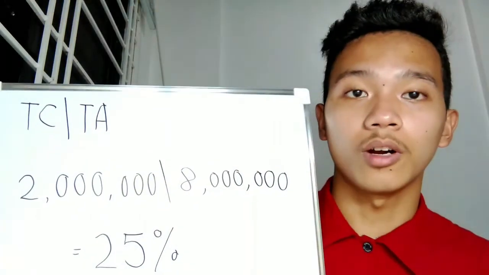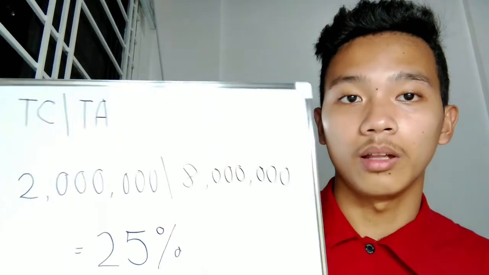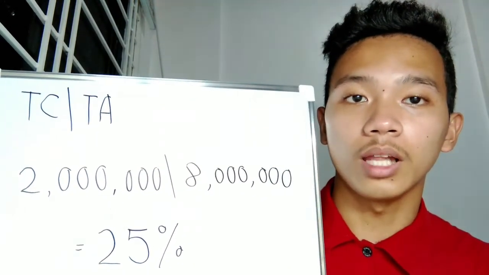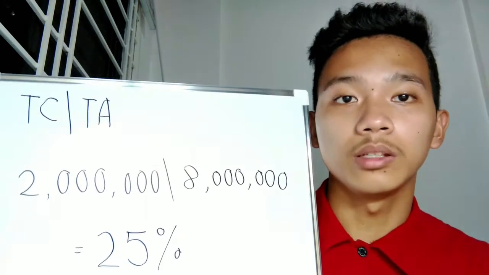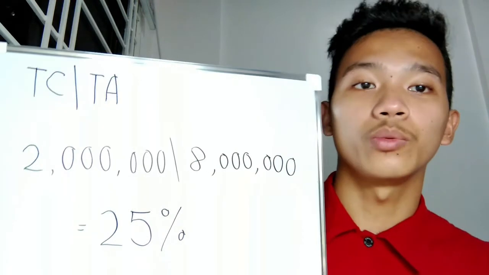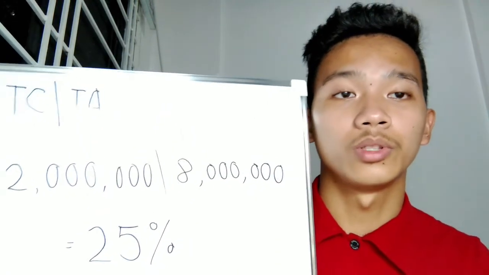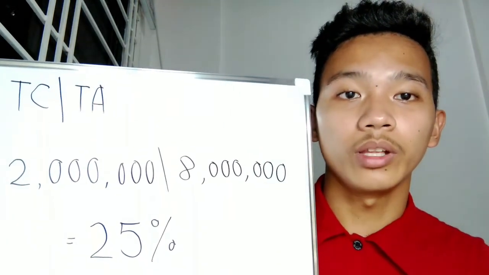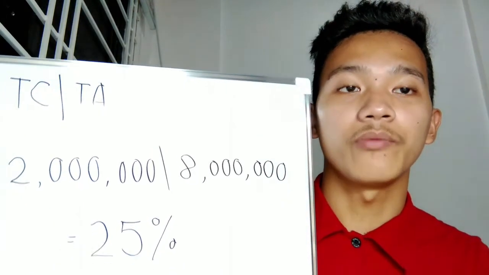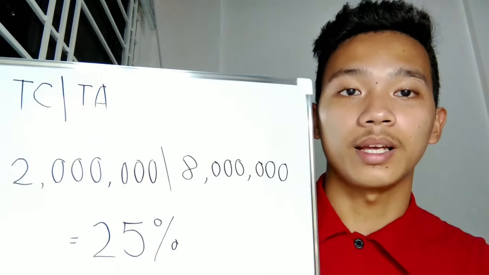And last is the equity ratio. For equity ratio, our formula is total capital, or total equity, divided by total asset. Here we have a total equity or total capital of 2 million divided by total asset of the company amounting to 8 million. We get the answer of 25%, which only means that 25% of the company's total asset came from its capital.